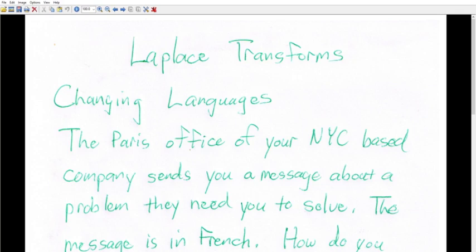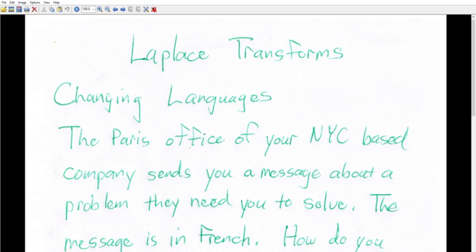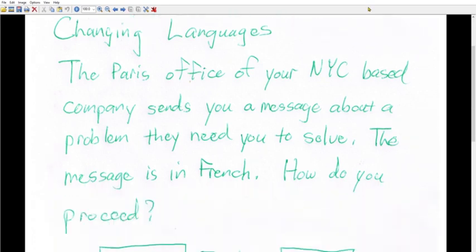Today, we're going to start talking about Laplace transforms. And the basic idea of a Laplace transform is to change the language in which you're doing a problem. So, an analogy: the Paris office of your New York City-based company sends you a message about a problem they need you to solve. The message is in French. How do you proceed? And here we're assuming you don't speak French.